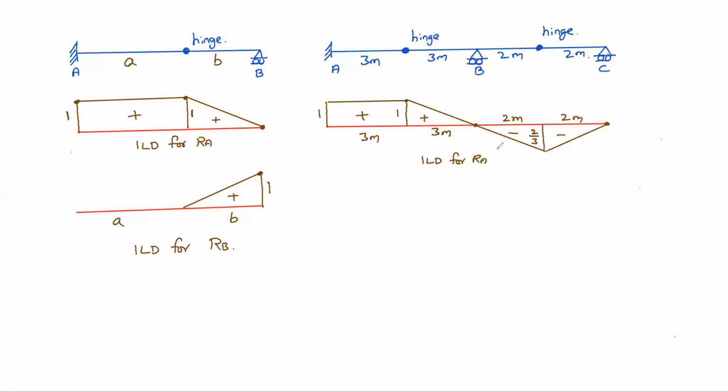Okay. Similarly, I will draw ILD for RB also. Straight line. You should think like this. Okay. First, at A, it cannot be either rotated or translated. Then shape must be A to hinge. It should be horizontal like this up to hinge. Okay. It is horizontal only up to A to hinge.